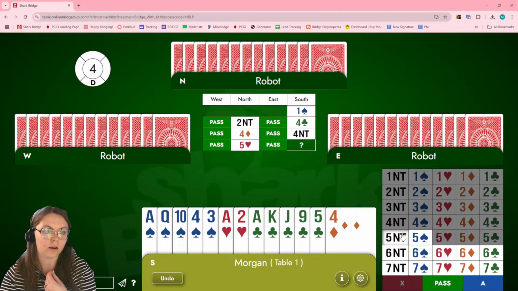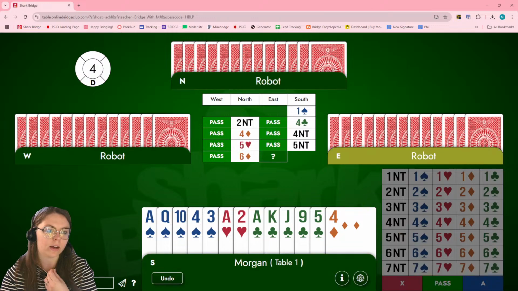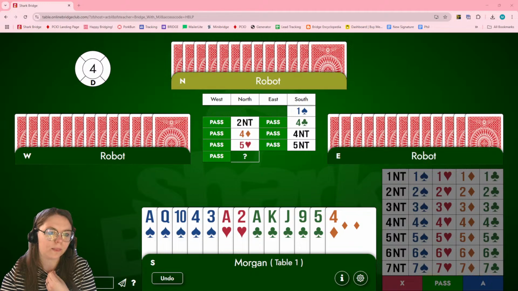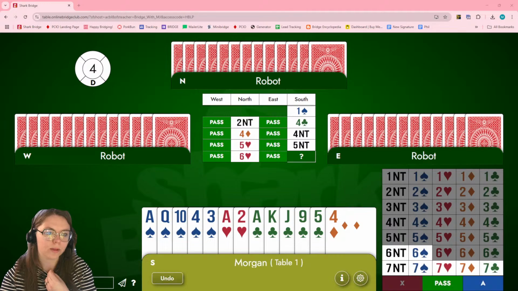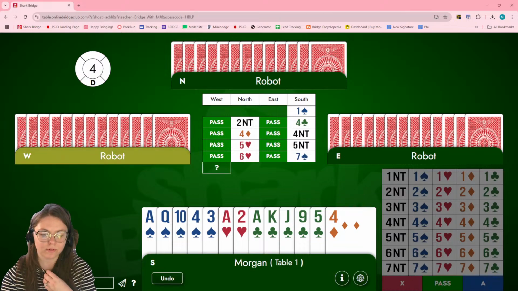So we can bid 5 no trump. Except their response is not right here. That's better. Because I did not program it correctly earlier. But that's okay. So 6 hearts is showing specifically the king of hearts. And so now I know that I can go to 7. Easy.